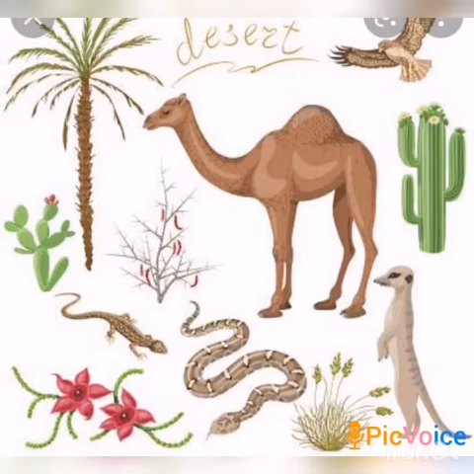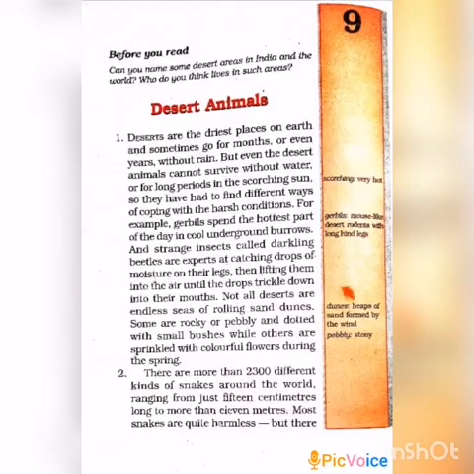Very interesting, it's about animals. So now we can enter the lesson. Now take your textbook. Dear students, take page number 112. Before you read, can you name some desert areas in India and the world? Why do you think animals live in such areas?